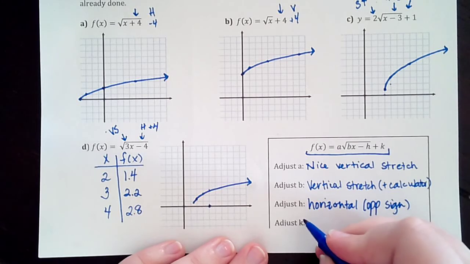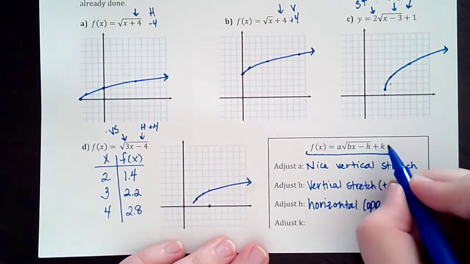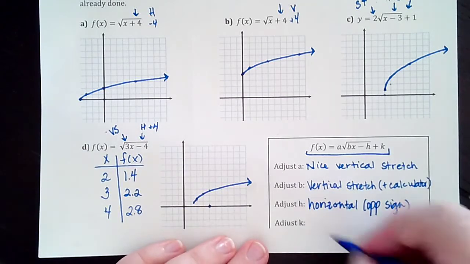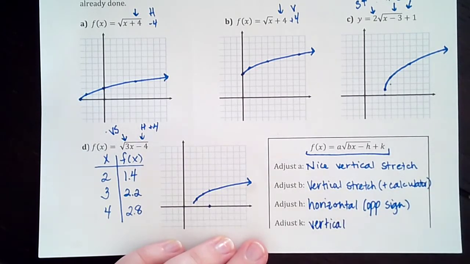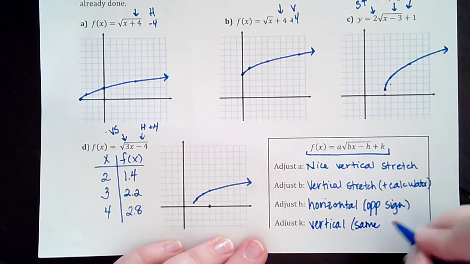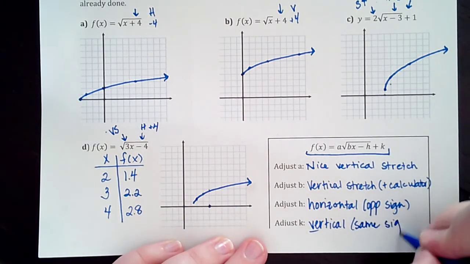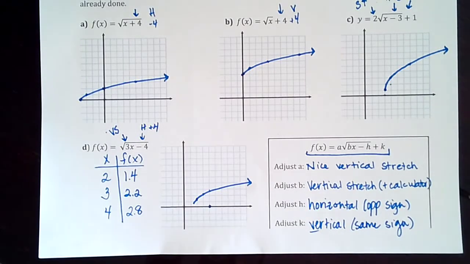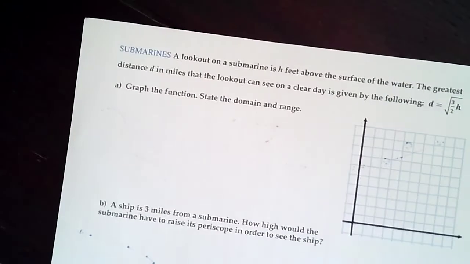And then finally an adjustment to k. K is always the one on the back side. He's always the one outside of the square root. He's going to be our vertical shift, not our stretch, our vertical shift. And he is the same sign. We don't change him. He's a very trustworthy sign. So same sign is given. So there you go. Now let's take this and let's actually apply it a little bit.